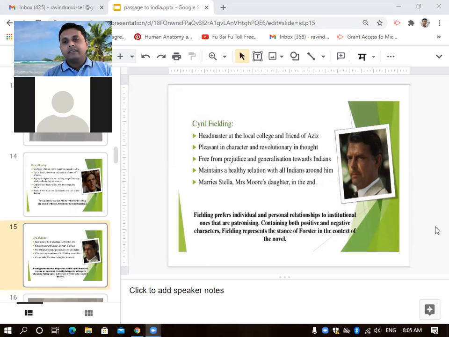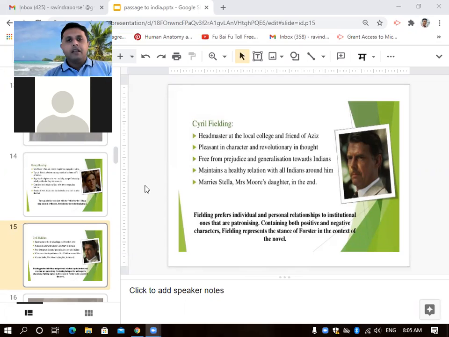And he has a modern type of thinking, and he believes in friendship between Indians and the British. So his mind is open, and he welcomes friendship between a British and an Indian. He supports such friendship, and he believes that such friendship between British and Indians can clear the misunderstanding. So such friendship should be developed, according to Cyril Fielding. And as I told you, he is free from prejudice, Purvagraha Dushit, we call it in Marathi, and generalization towards Indians. He maintains a healthy relation with all Indians around him.